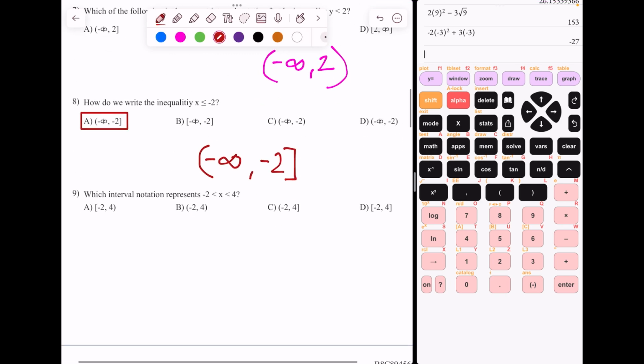All right, number 9. Which interval notation represents the following? Okay, both of these numbers are not equal to x. When they're not equal, they get a parenthesis, which is answer choice B.